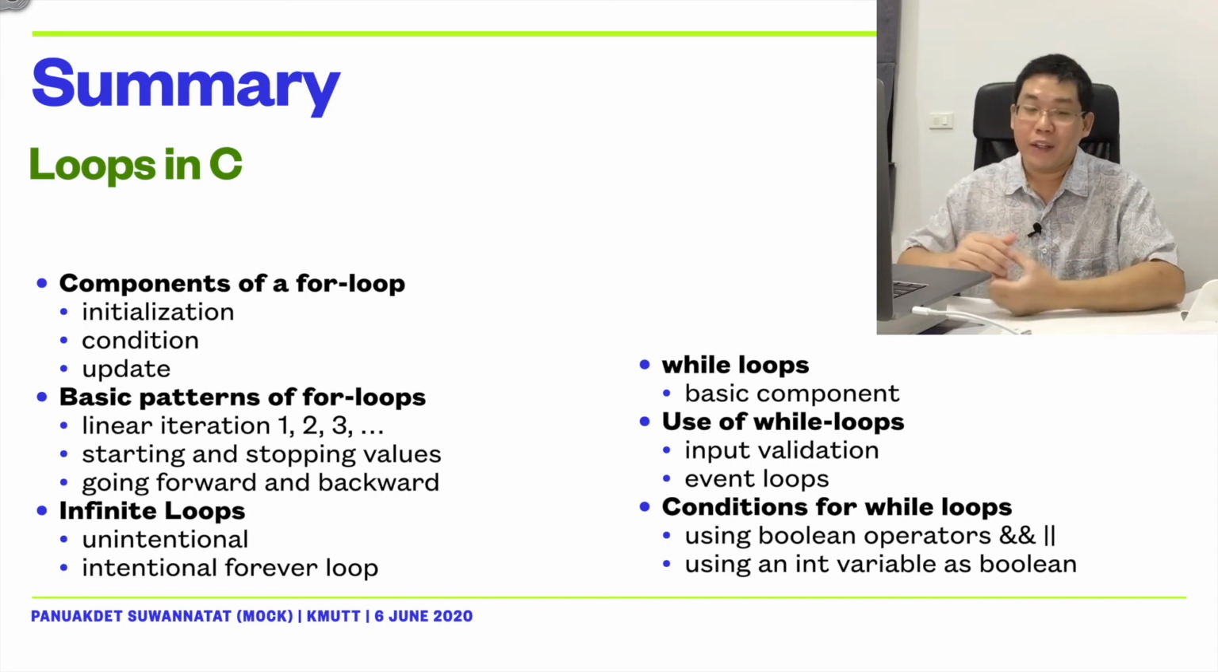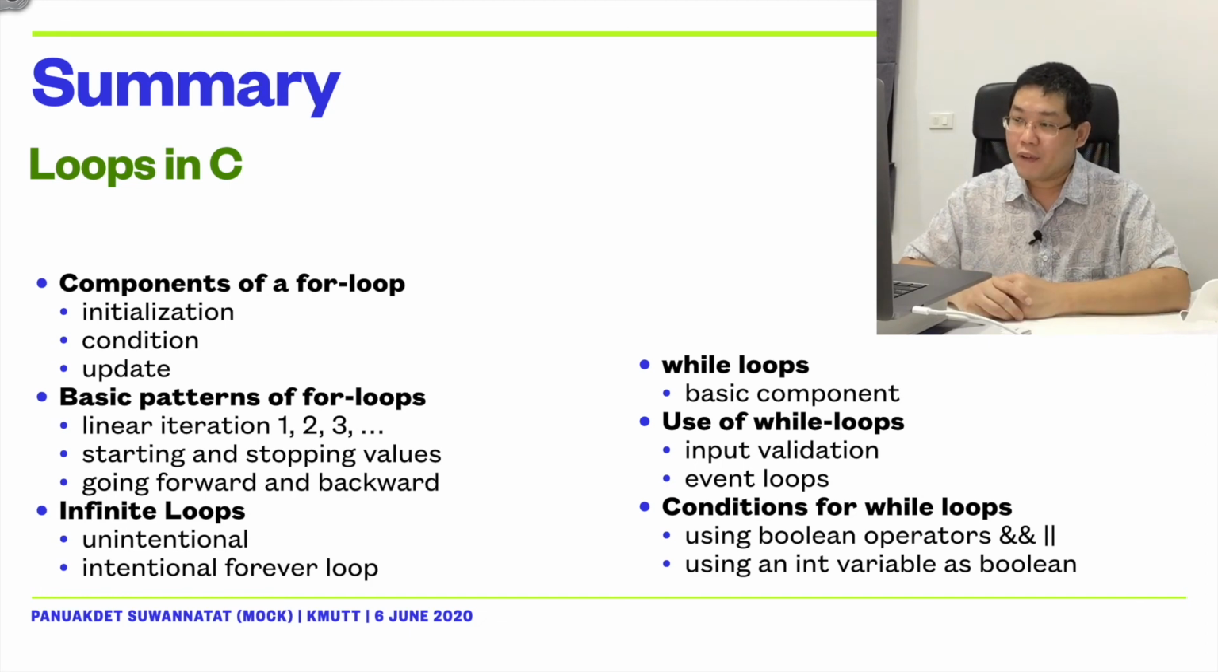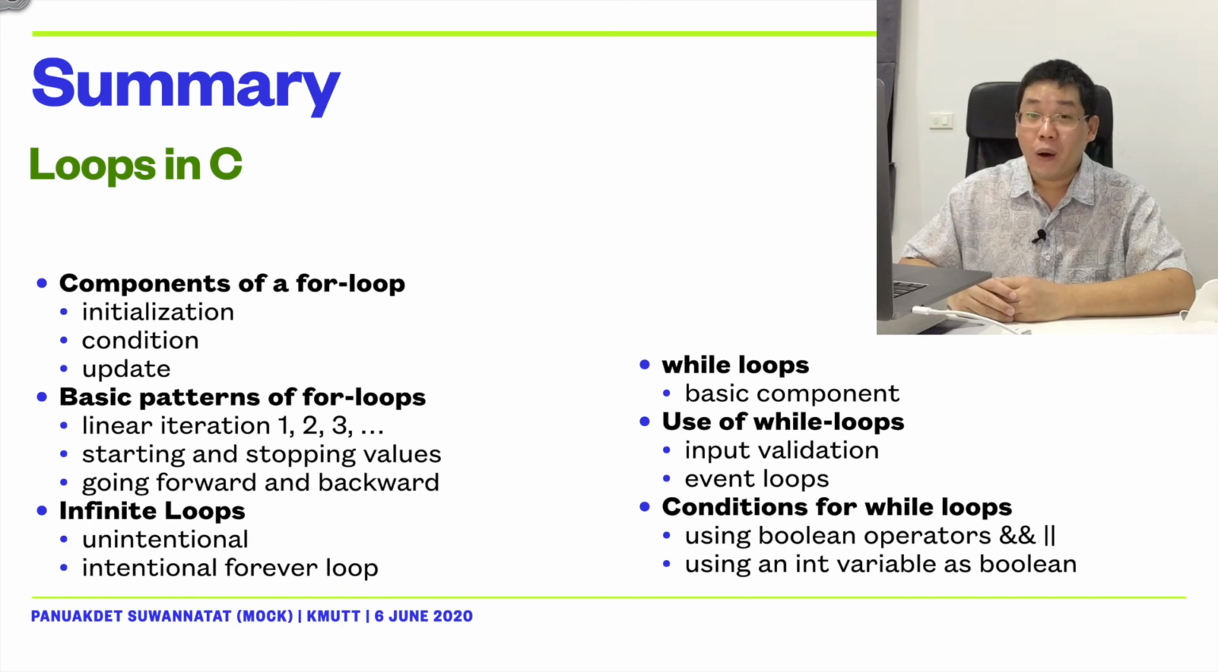For the while loop, you have learned about the basic components. You have learned about the use of the while loop as an input validation tool, and it can be used as an event loop as well. You have seen a few ways of making conditions for the while loop. You can use a basic condition like n is greater than 0, or you can combine two conditions together using the operators like the ampersand, or the pipe. You can also declare an int variable and treat it as a boolean or a logical variable and assign a value to it so that your program will be easier to read and debug.